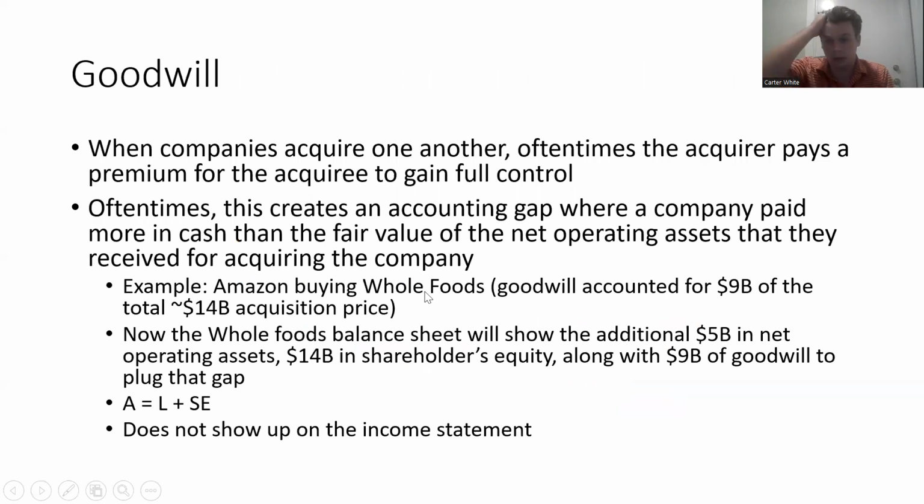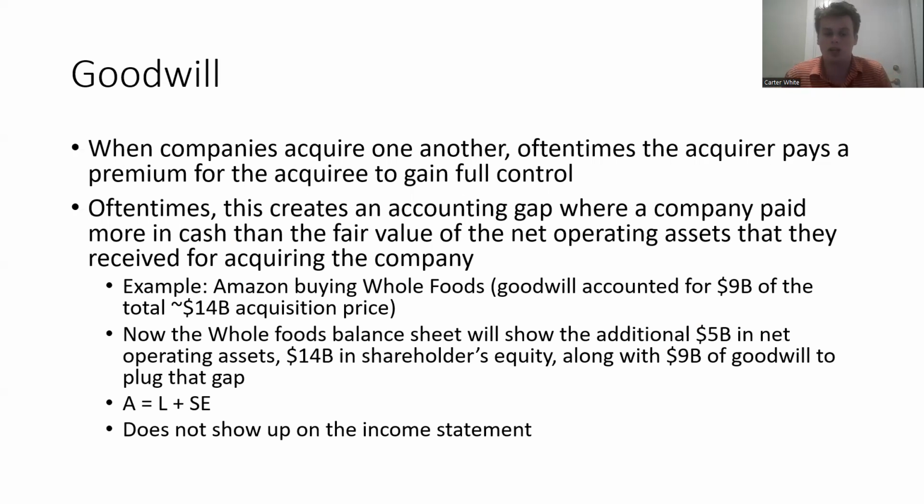So now let's look at goodwill. This is probably the most confusing of these. It's when companies acquire one another. Oftentimes, the acquirer pays a premium for the acquiree, the target company, to gain full control. Oftentimes in M&A, mergers and acquisitions, companies will pay a premium to incentivize the owner of the company they want to take over to actually sell them their company.